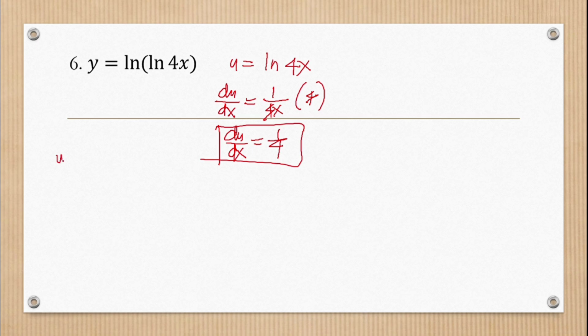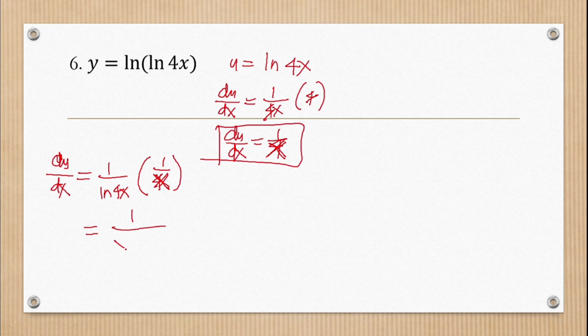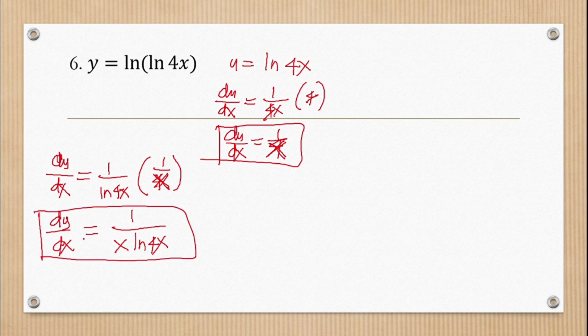So dy over dx is equal to 1 over ln of 4x times 1 over 4. Or rather 1 over x. So this is 1 over x ln of 4x. So dy over dx, this is the problem. So 1 over x ln 4x.